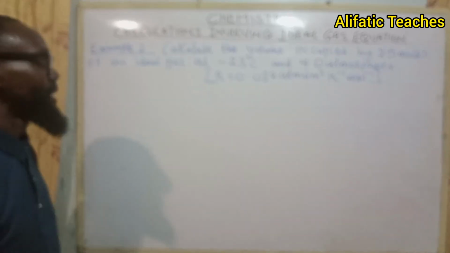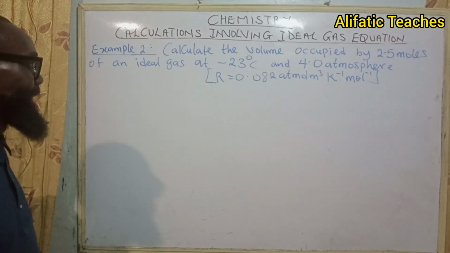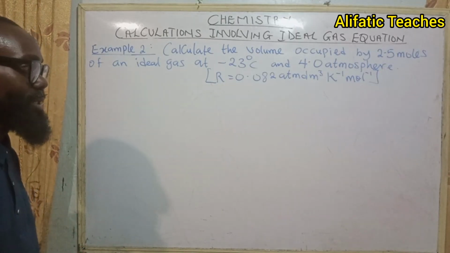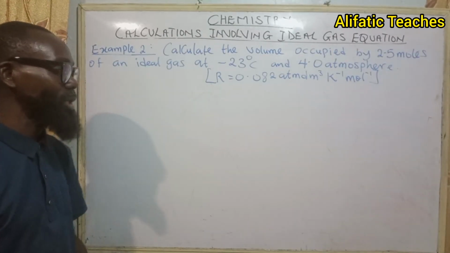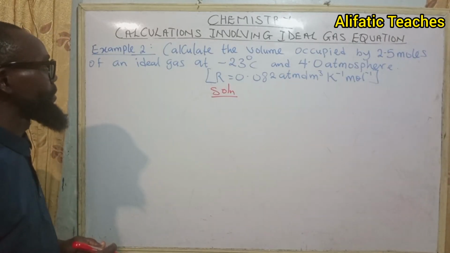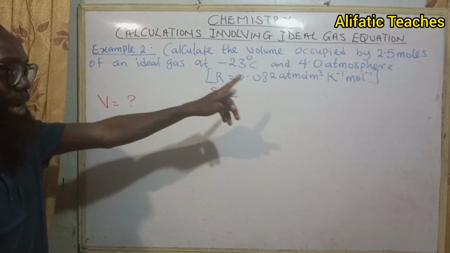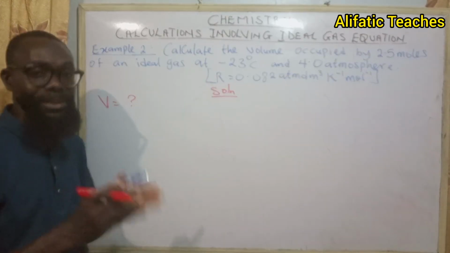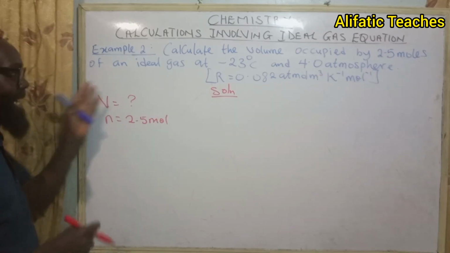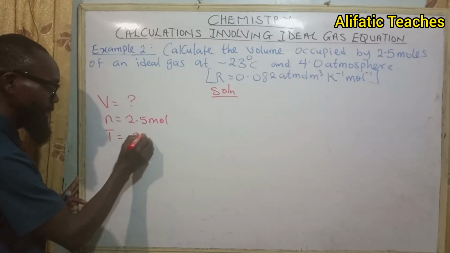Example 2. Calculate the volume occupied by 2.5 moles of an ideal gas at minus 23 degrees Celsius and 4.0 atmosphere, where R is 0.082 atm dm³ per Kelvin per mole. Let us analyze this. We want to calculate the volume, which is unknown. Occupied by 2.5 moles. Anything in moles means amount, that is n equals 2.5 moles of an ideal gas at minus 23 degrees Celsius.